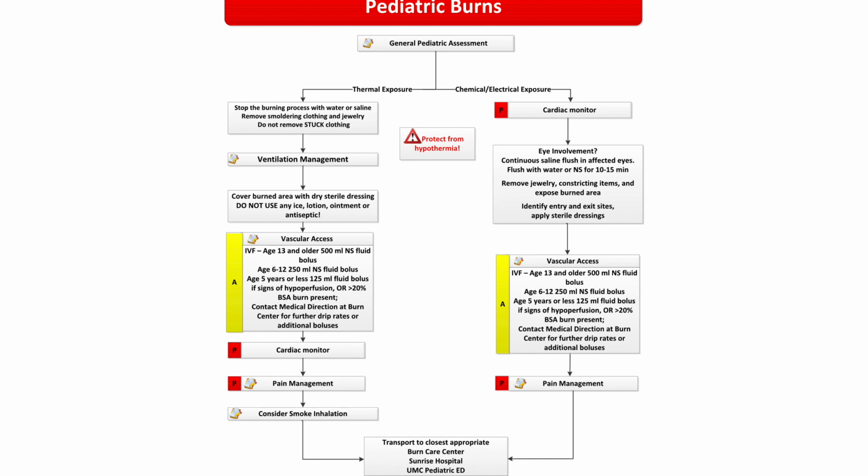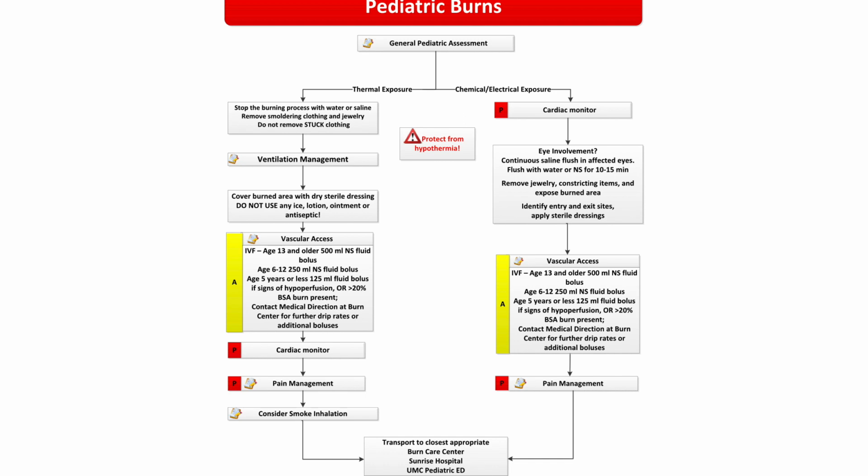Advanced EMTs and above are going to go ahead and initiate an IV fluid bolus. If the patient's over the age of 13, we're going to give a 500 milliliter fluid bolus. For age 6 to 12, we're going to give a 250 cc normal saline fluid bolus. And if the patient is 5 years old or less, we're going to go ahead and administer a 125 milliliter fluid bolus. And these are all going to be administered if there are signs of hypoperfusion or if more than 20% of the burn surface area is present. If additional fluid challenges are required, please contact medical control for those additional fluid boluses.